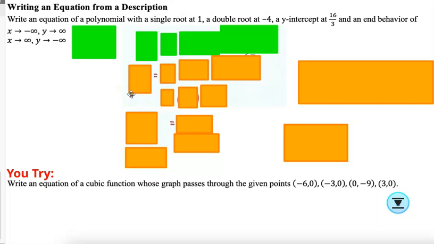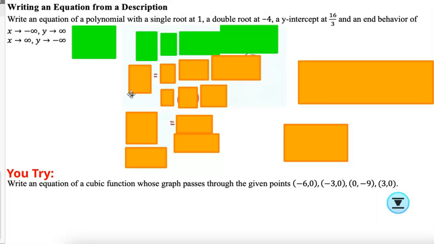Welcome to part 2. We are almost done. 2 more problems. So we are going to write an equation now from a description instead of a graph. So looking at the following, I have an equation of a polynomial. I have a single root at a 1, a double root at a -4, and a y-intercept of 16/3.